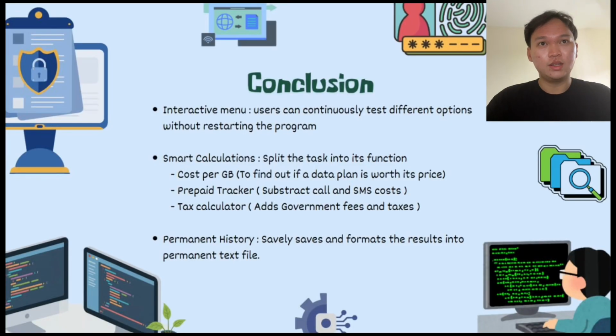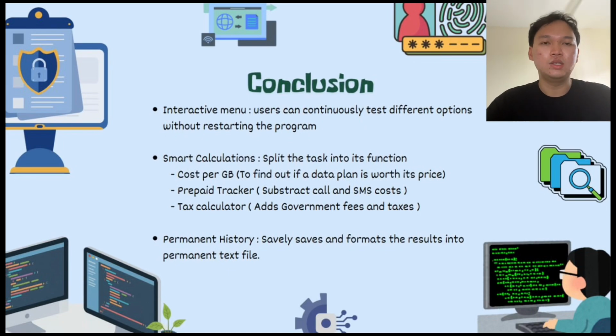So in short, this Outdoor Billing System code, which is the telecom calculator and history tracker, does three main things, which are interactive menu, smart calculation, and permanent history. In the interactive menu, it uses a loop and a menu from 1 to 4, so the user can continuously test different options without restarting the program again and again.